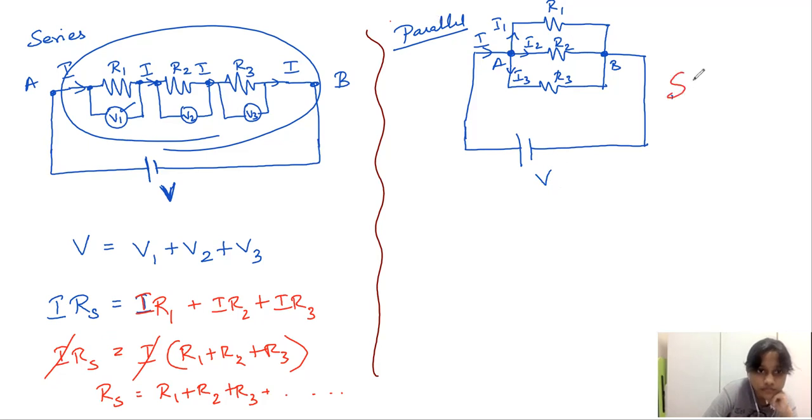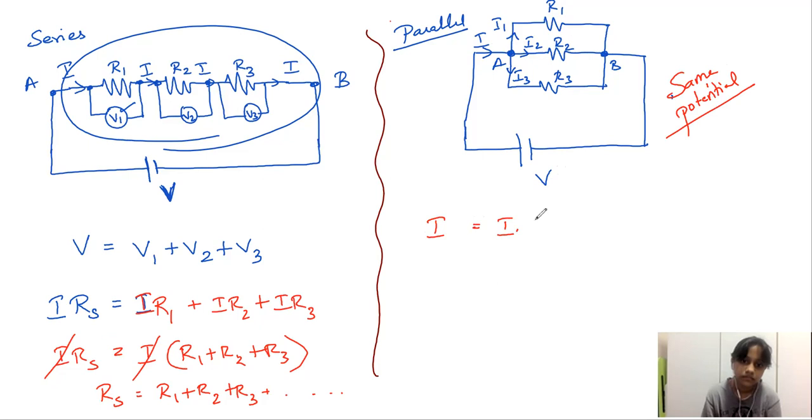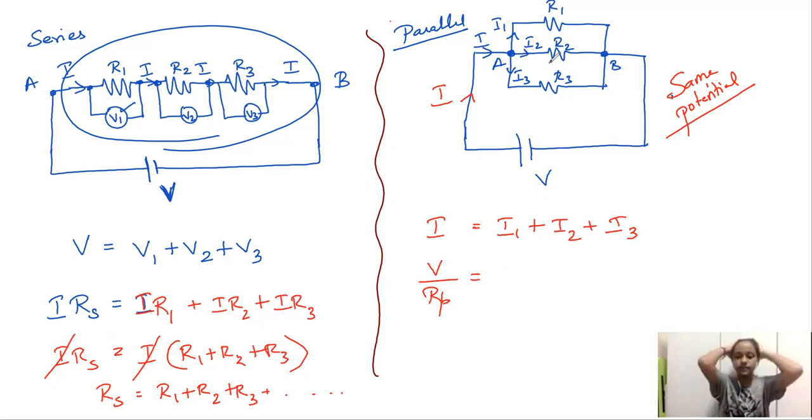What is the scenario here? Same potential, but the current gets split. So potential is the same, we use V, but the current is getting split. How? I is equal to I1 plus I2 plus I3. The entire current I, which was flowing in the circuit, has got split into three. What is I? I is equal to V by R. So V by RP. All of them are connected in parallel, so I am giving RP as the equivalent resistance between the two points AB. Instead of these three resistances, if you were to connect one single resistance, that will be RP.